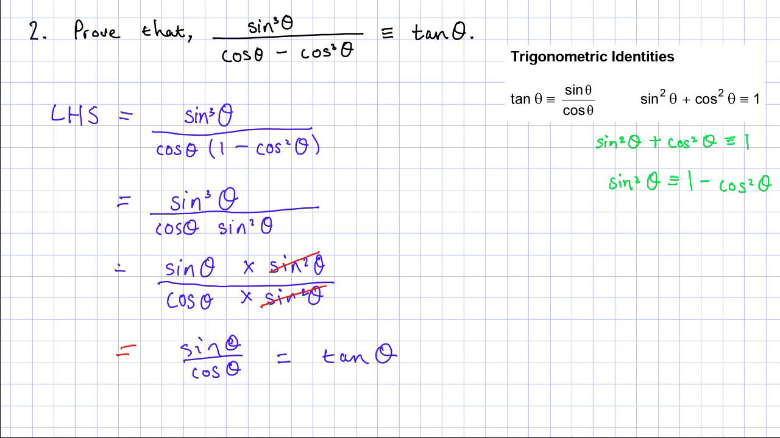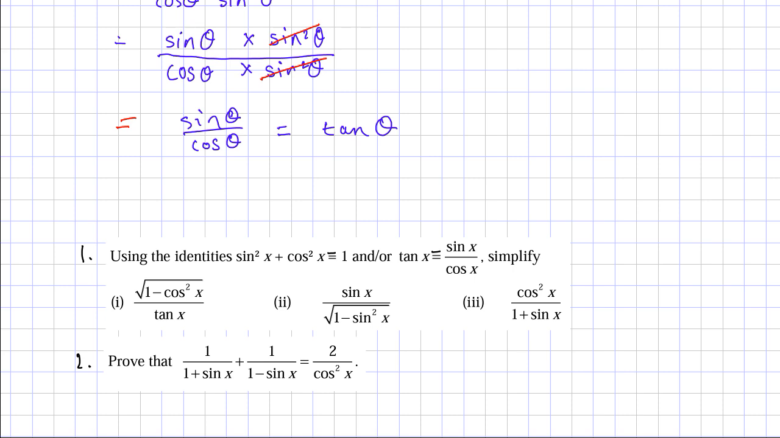Okay, now here are some questions for you to try. So these first questions, you need to simplify them using the identities, and here you need to prove that this side is exactly this side. Okay, so do those questions and then bring that to the lesson.